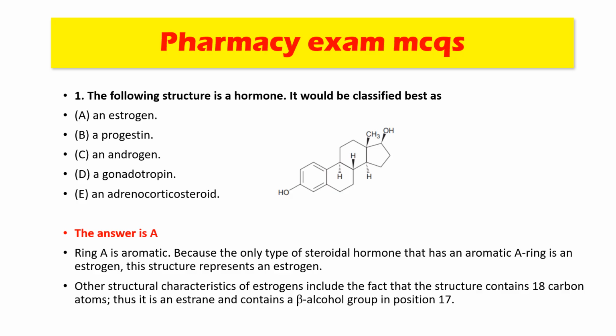This is because in here the ring A is aromatic, and the only type of steroidal hormone that has an aromatic A ring is an estrogen. This structure represents an estrogen. Other structural characteristics of estrogens include the fact that the structure contains 18 carbon atoms. Thus, it is an estrane and contains a beta alcohol group in position 17. Hence, the structure is option A, that is estrogen.